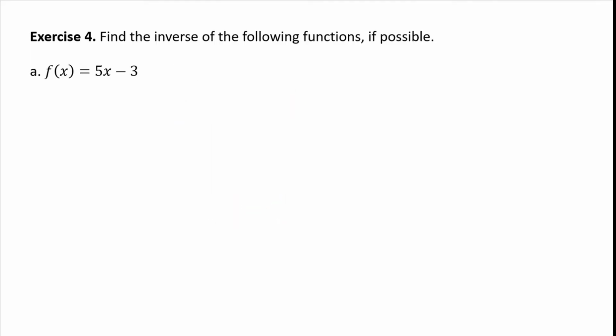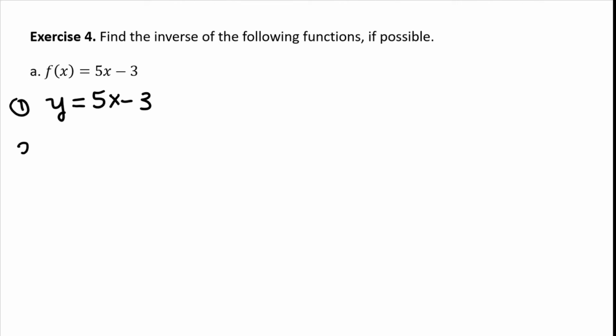Find the inverse of the following functions if possible. A. f of x equals 5x minus 3. The equation f of x equals 5x minus 3 represents a line. Lines are one-to-one and invertible, so we can find the inverse. To find the inverse, replace the f of x with y and write this equation as y equals 5x minus 3. Now that's my first step.